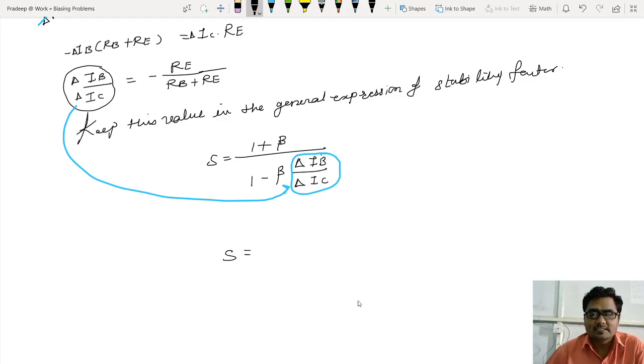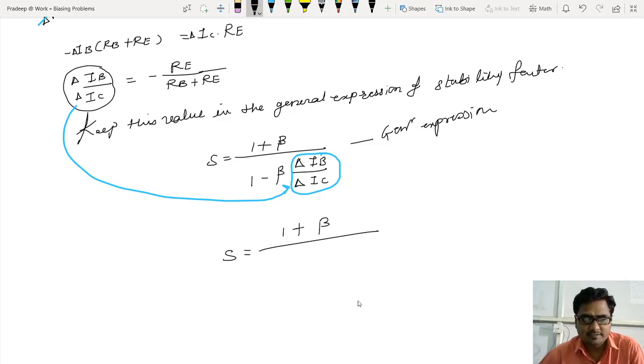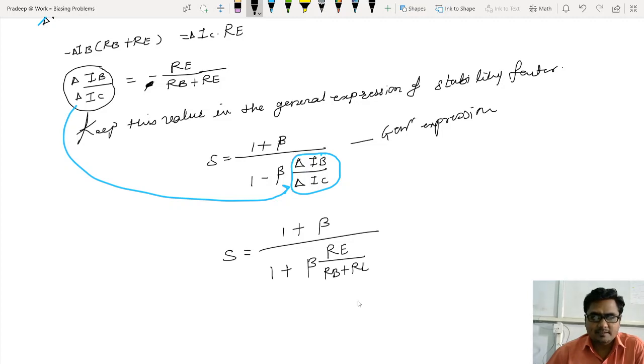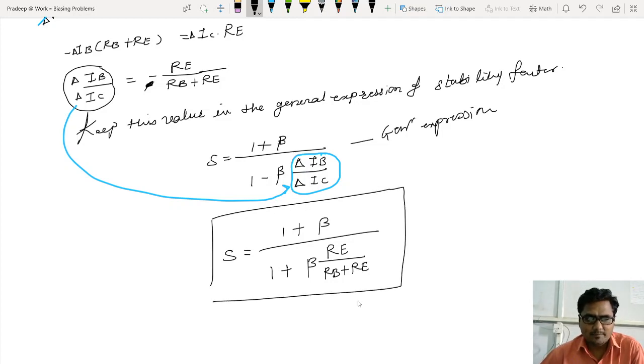Let me rewrite the stability factor now. This is the general expression. Stability factor is equal to 1 plus beta, obviously the numerator will never be affected, divided by 1. Now this minus and this minus become a plus, so it will be 1 plus beta times RE divided by RB plus RE, and this is the stability factor for the emitter bias circuit.